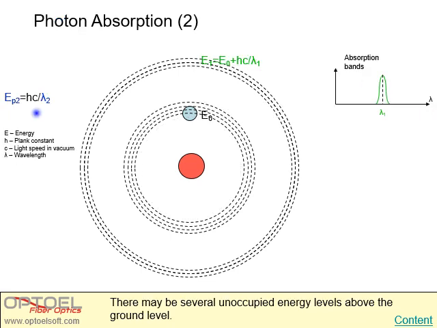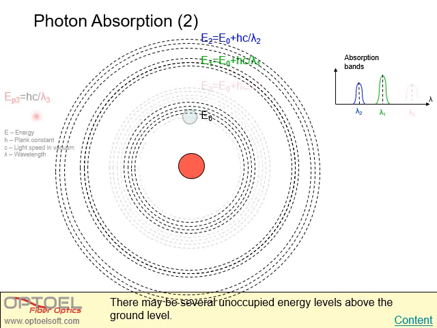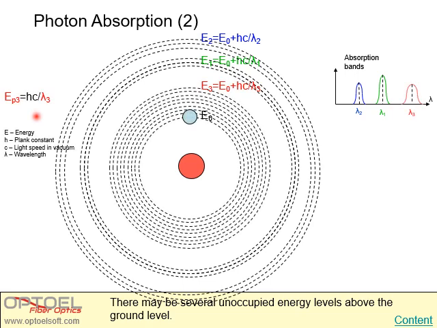Another important fact to be noticed is that some atoms might have several unoccupied energy bands above E0. In that case, the electron is able to absorb photons corresponding to each absorption band. Moreover, some energy bands might be very broad. So electrons can absorb photons having energy corresponding to various energy sublevels in that broad band.